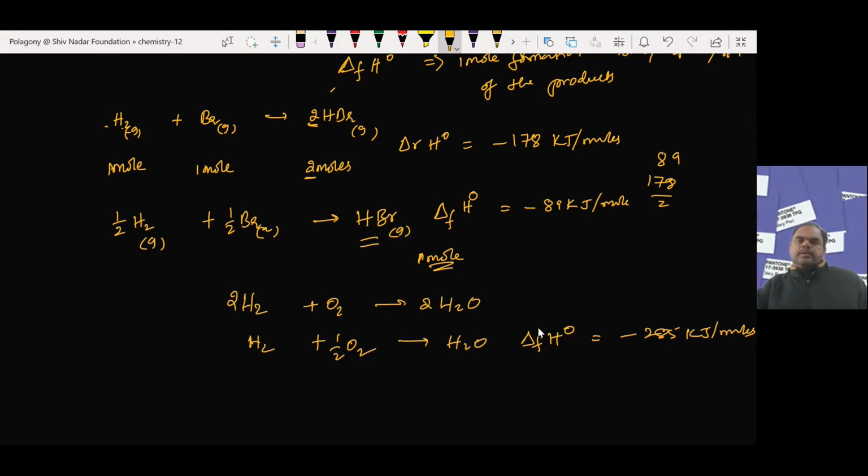So enthalpy of formation is considered as the energy change for the formation of 1 mole of product. So the energy change, 1 mole of the product H2O from its pure elements. What are the pure elements? Hydrogen and oxygen. During this, the energy change will be minus 285 kilojoules per mole. This is said to be the standard enthalpy of formation of water. So minus 285 means this reaction is said to be exothermic.